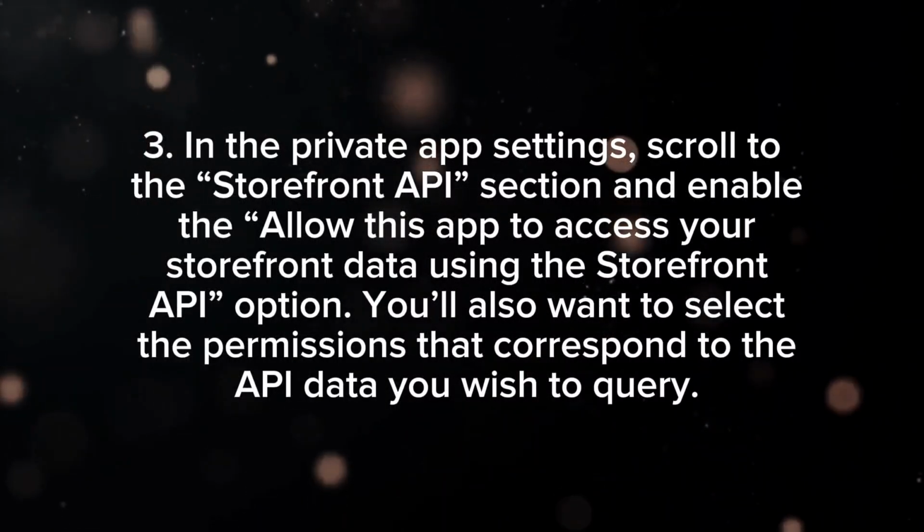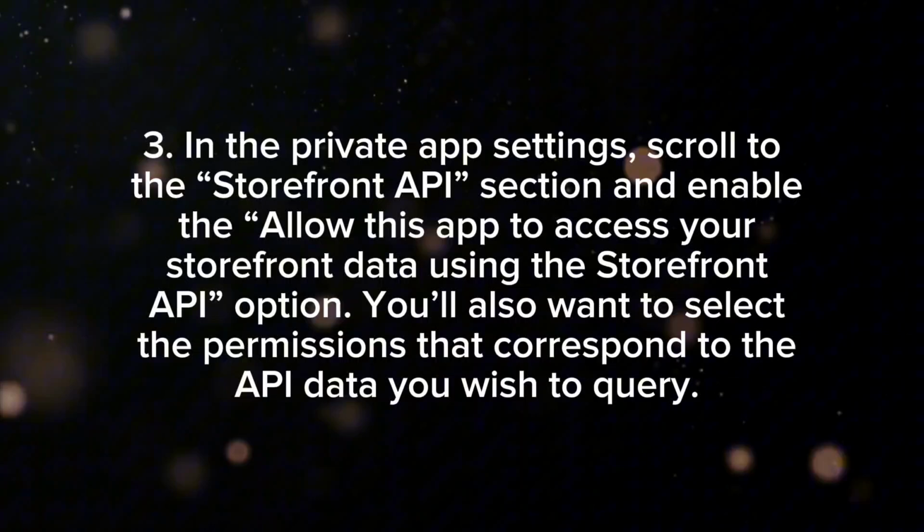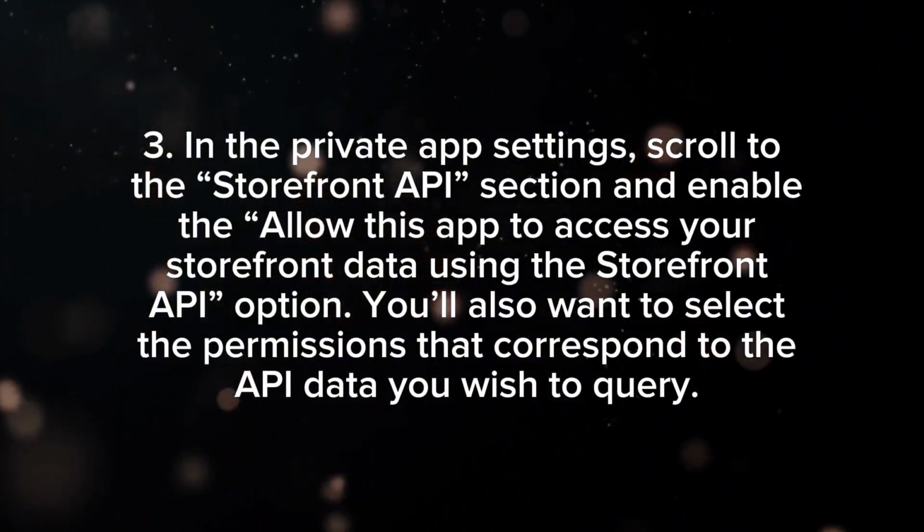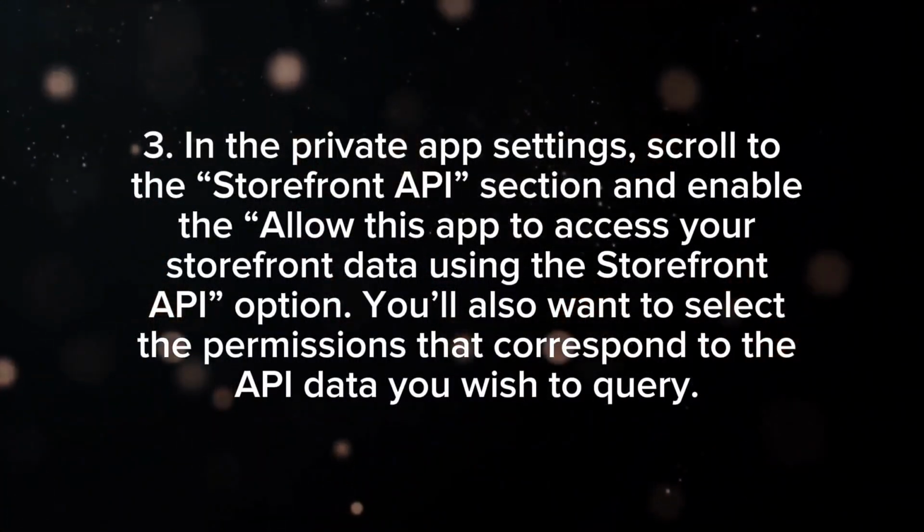3. In the private app settings, scroll to the Storefront API section and enable the Allow this app to access your storefront data using the Storefront API option. You'll also want to select the permissions that correspond to the API data you wish to query.